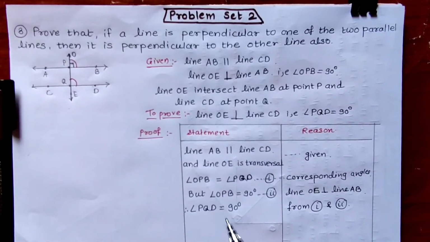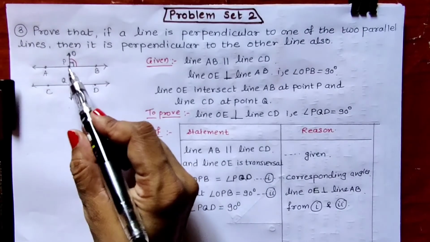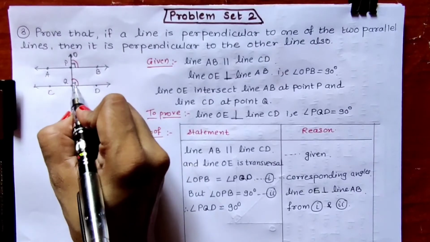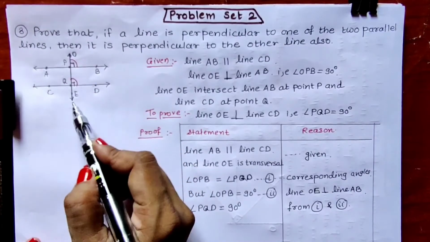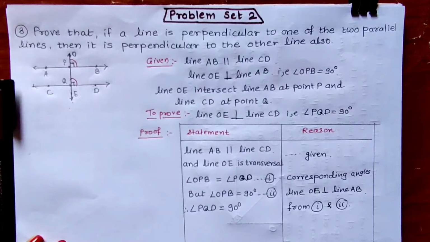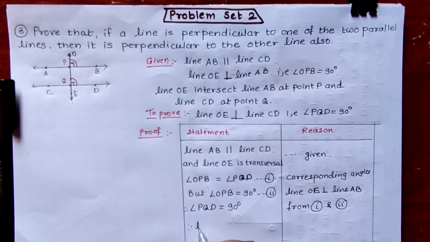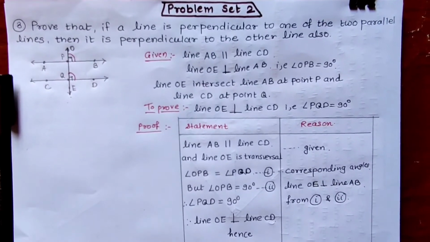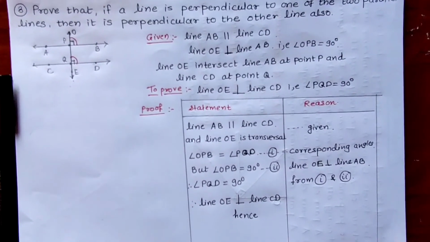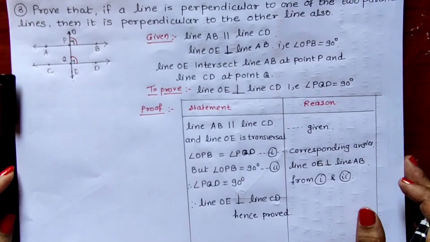So as angle PQD is 90 degree, this angle PQD is also 90 degree. This means what? This line OE is perpendicular on line CD also. Therefore line OE is perpendicular on line CD. Hence we have got the proof. Hence proved. In this way we will have to write this small proof.